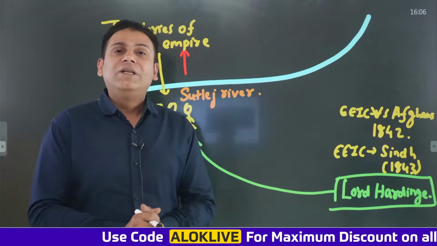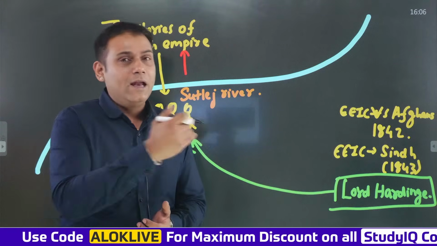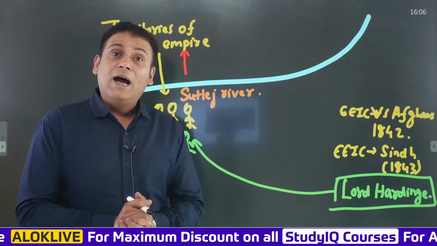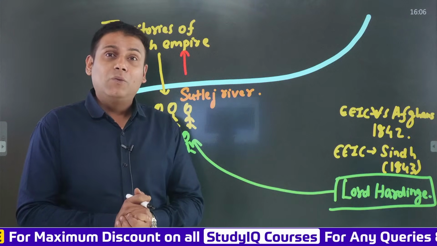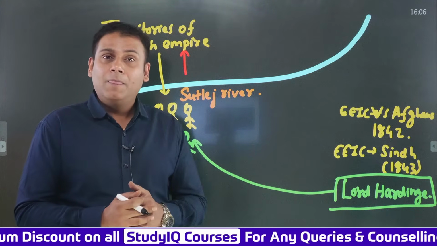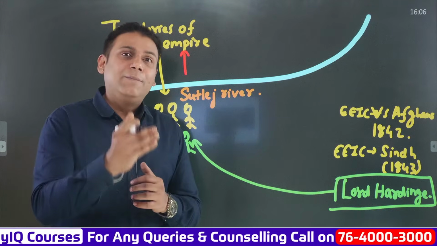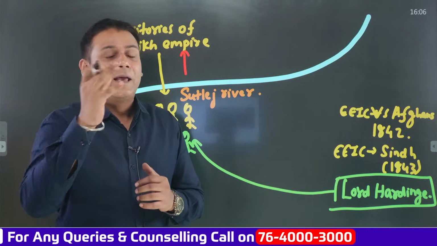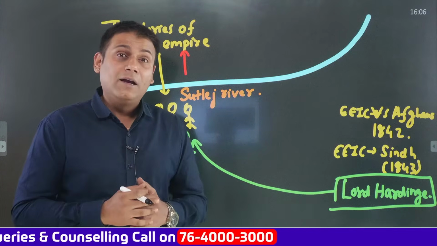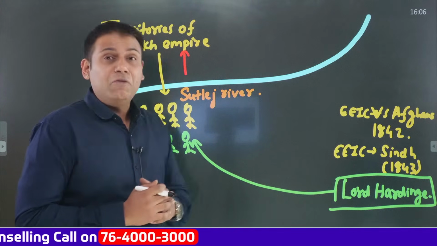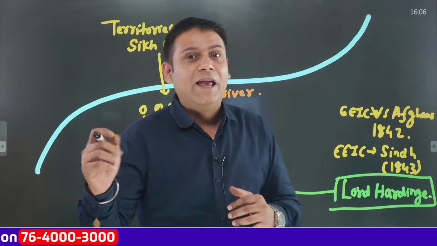Now, Maharaja Ranjit Singh ji passed away in June 1839. And after that, we had seen what happened. There was a continuous war of succession. And finally, in September 1843, Maharaja Dalip Singh sat on the throne of the Sikh Empire. And he was just a minor. When he sat on the throne, he was just 4 to 5 years of age.